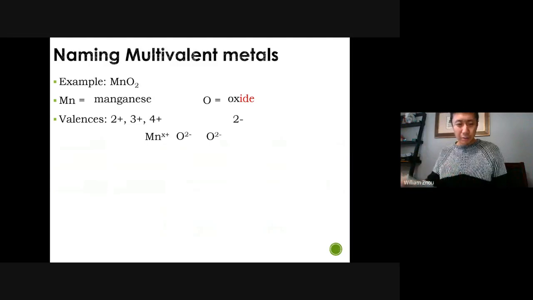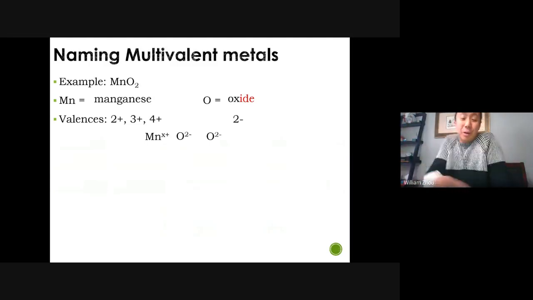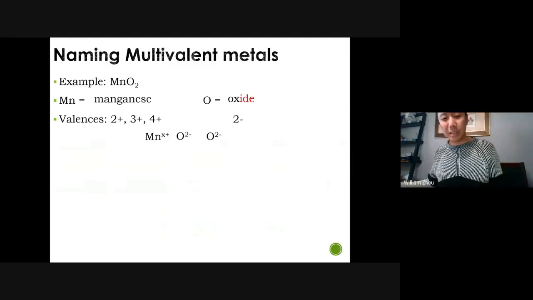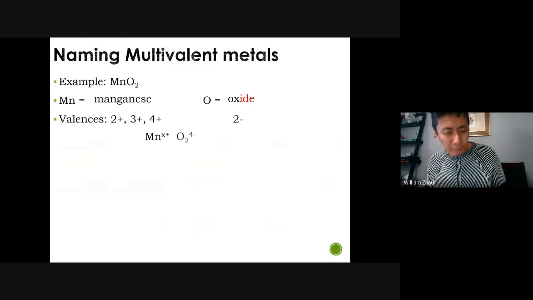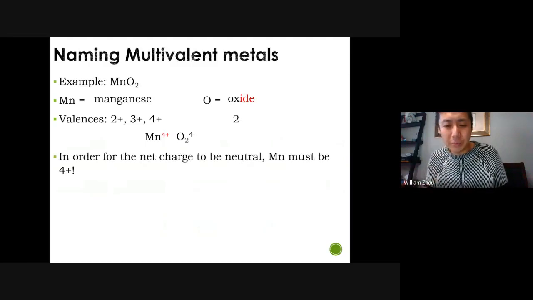here's what you have, MnO2. For Mn, I'm going to use X because I don't know what the charge is. MnX+. What is X? We're solving for X just like math class. Oxygen is 2-. That has to be 2-. You have no choice there. But you have 2 oxygens. If you combine the 2 oxygens, that would be a 4- in total. 2- + 2- = 4-. And they must match the positive charge. So in order for this to be 0, you must have Mn4+ in order to balance the 4- from the oxygen. Therefore, manganese in this compound must be a 4+.